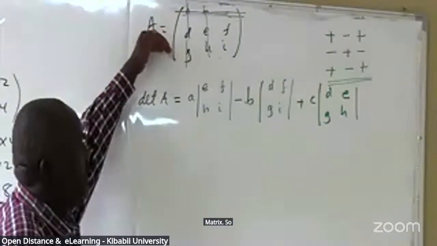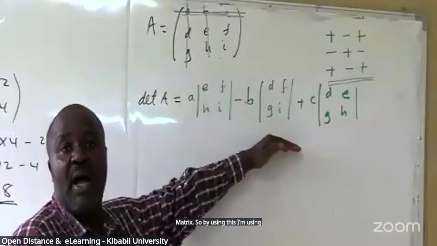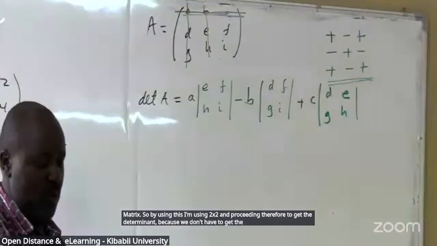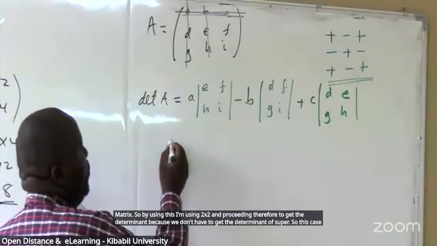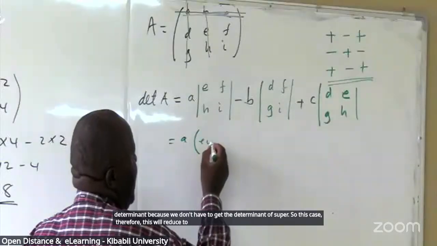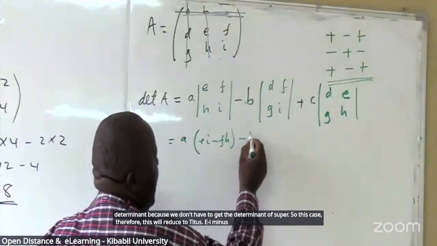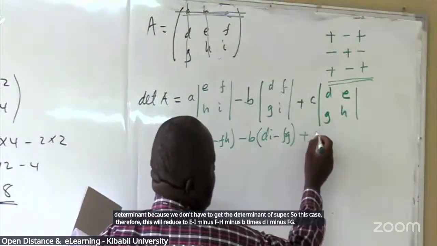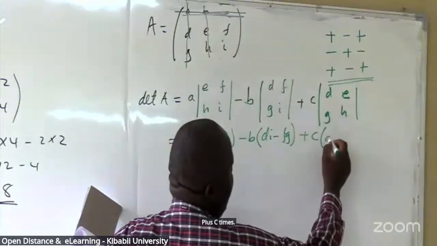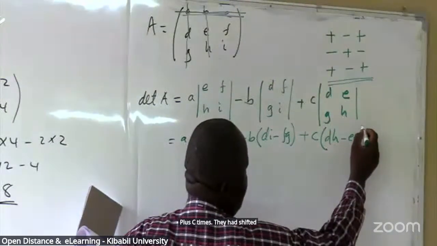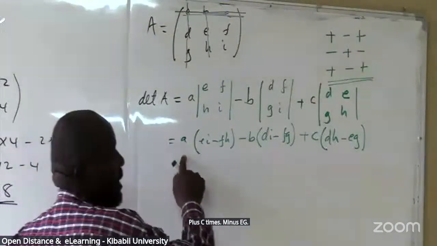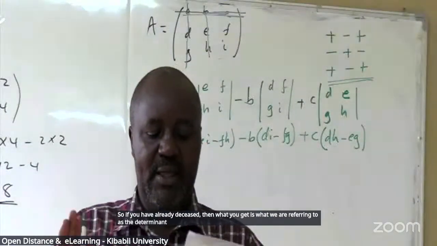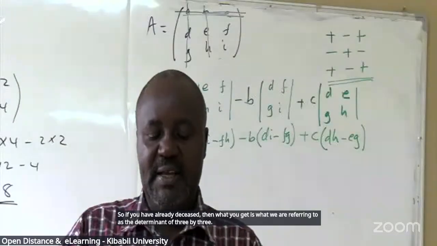So by reducing this, I'm reducing to 2 by 2 and proceeding therefore to get the determinant, because we know how to get the determinant of 2 by 2. For this case, therefore, this will reduce to A times (EI minus FH), minus B times (DI minus FG), plus C times (DH minus EG). So if you evaluate this, then what you get is what we are referring to as the determinant of 3 by 3. Let us look at an example.